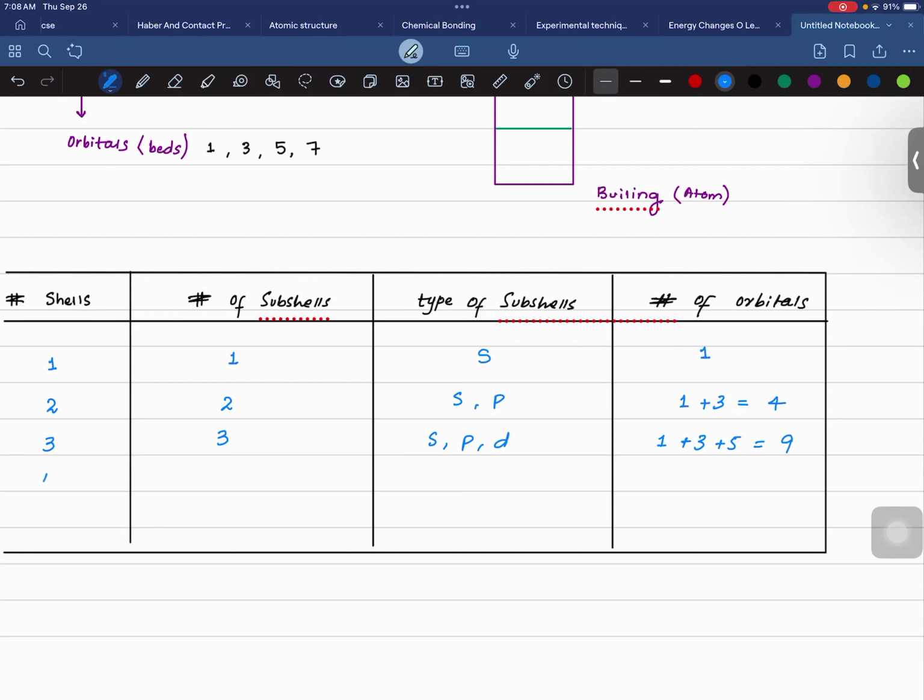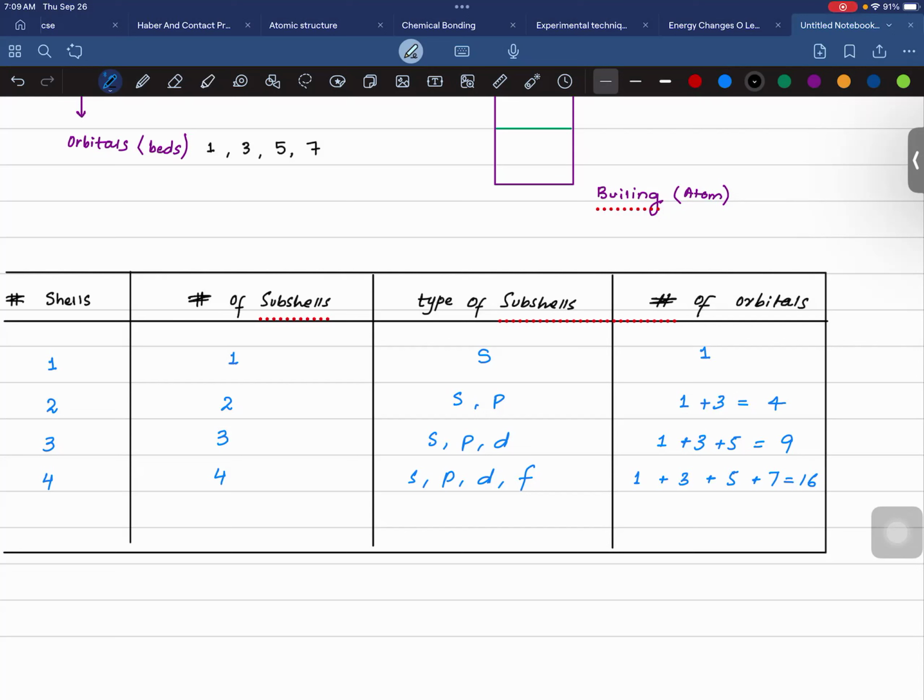Then we have the fourth shell, in which you have four subshells: S, P, D and F. The S subshell has one orbital, P has three, D has five, and F has seven, so the total is 16, and so on. That's it, because we would be completing electronic configuration for the first 30 elements. So that's more than enough for those elements.